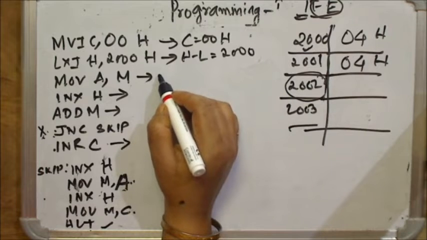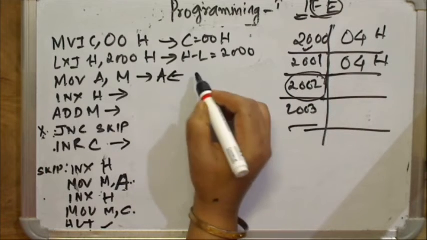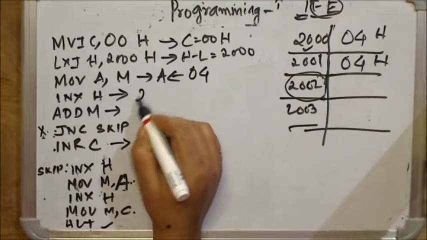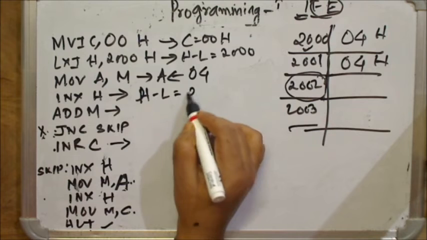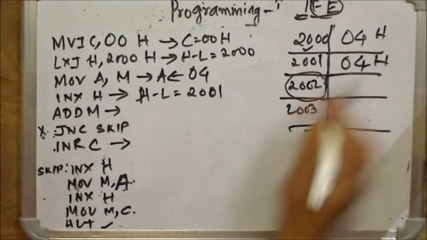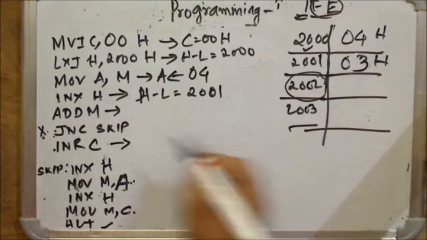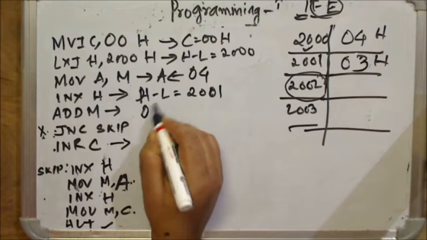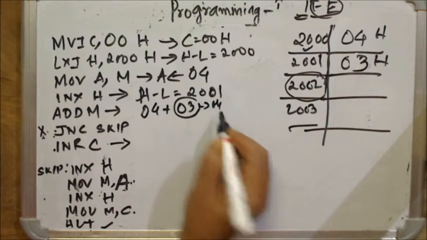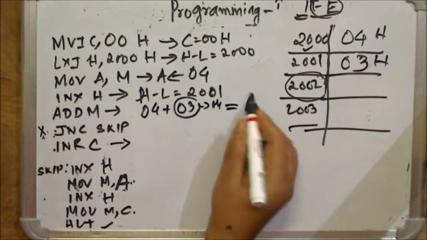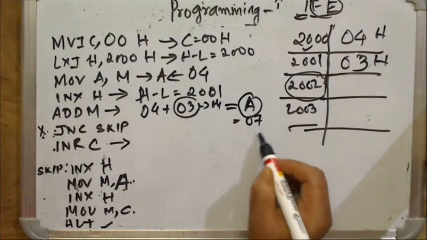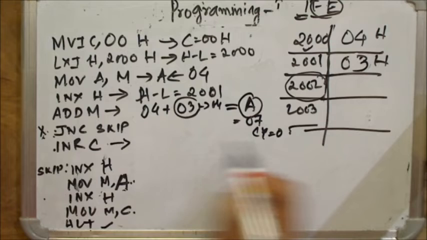Okay, then move A comma M. What will get in A? The data of 2000, that is 04. Okay, then INX H. So HL pair will be incremented to 2001. So what is M now? This 04. Okay, make this 03. So 04 will be added with 03, which is our M, right? And the answer will be stored in A, that is 07. And there is no carry, so the carry flag will be 0.